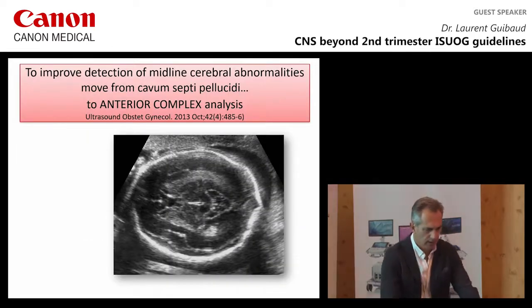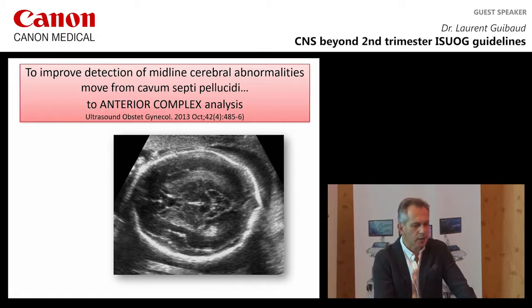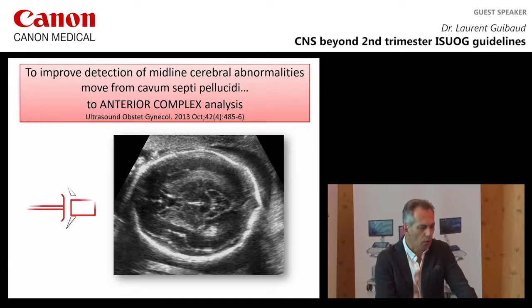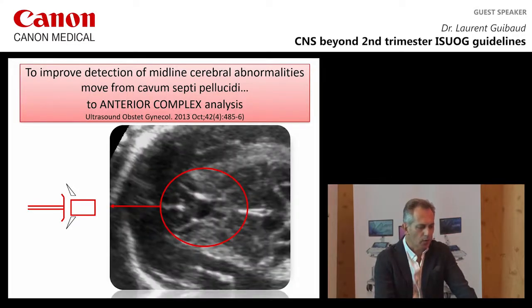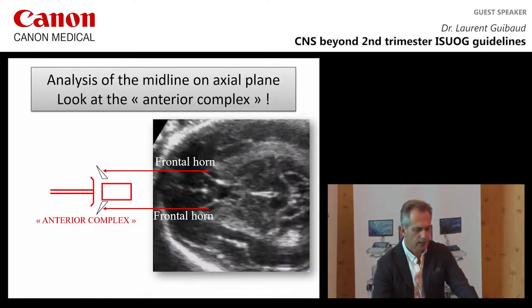the corpus callosum. Because of that, in 2013, we published this article on how to improve detection of the midline cerebral anomalies, and you have to move from the cavum septum pellucidum to the anterior complex. This is the anterior complex, magnified. Just to explain what the anterior complex is: this is the cavum septum pellucidum in axial and sagittal view, and if you have a look here on the two borders, you have the frontal horns.